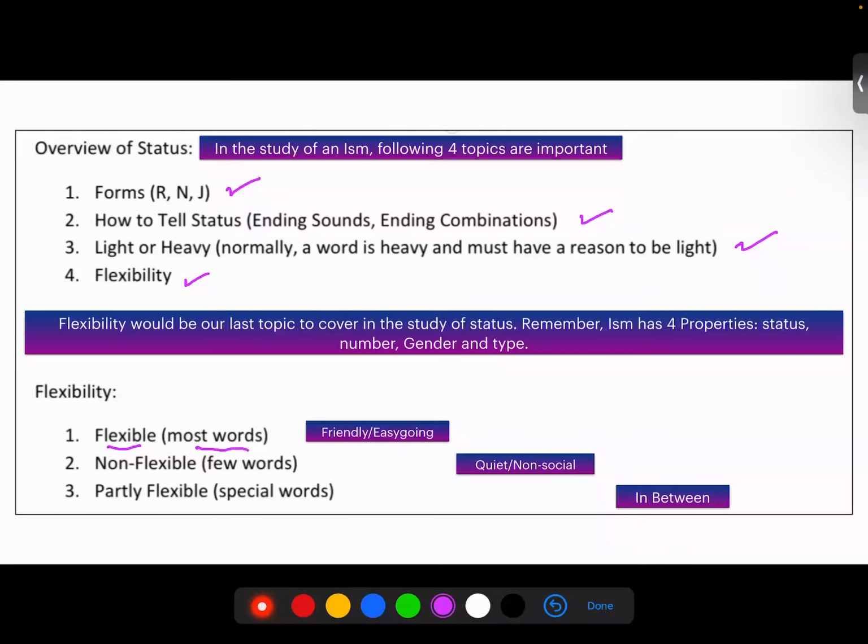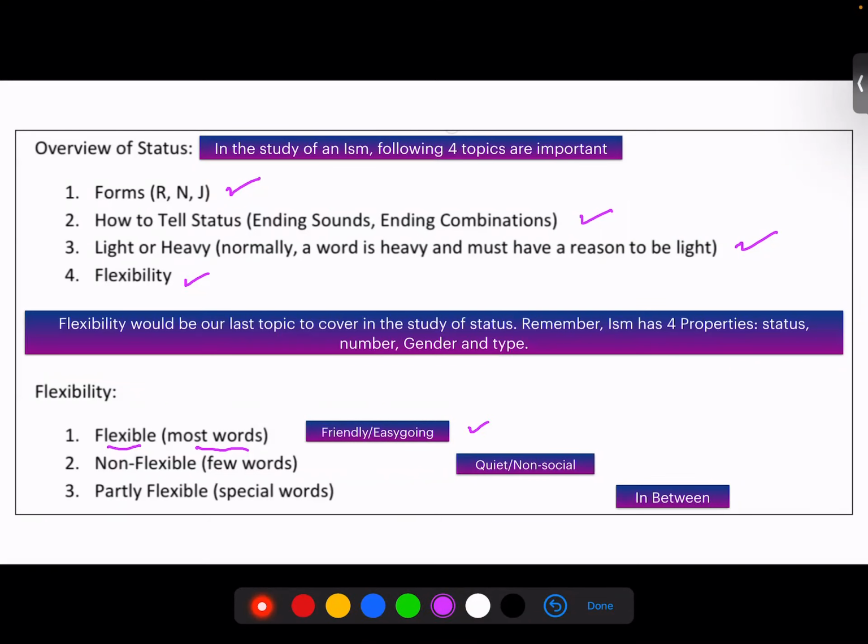We can understand this like this: we go to some get-together and you see a new face, and you greet that person and ask, how are you? And that person opened up so much that he told all the history of the last 10 days, or maybe the whole life of himself or herself. So this person is very friendly, easygoing. So we can understand completely flexible words as very friendly, so we can mold them as we want. That's why they show all three status in a different way. Zaidun, Zaidan, Zaidin. Masjidun, Masjidan, Masjidin. Baitun, Baitan, Baitin. These are all examples of fully flexible words.